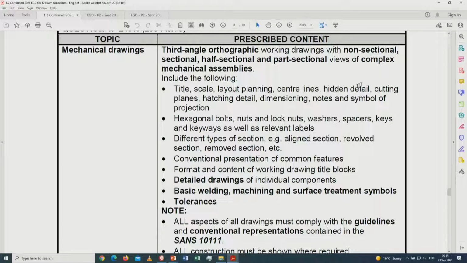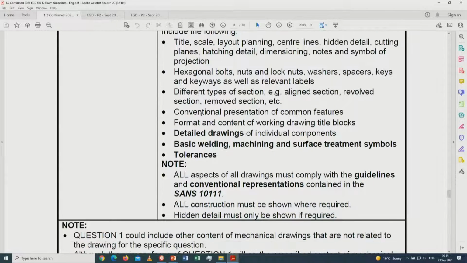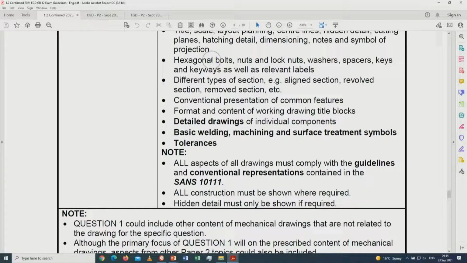And then, of course, hidden detail might be asked. All right, and then the cutting plane should be in there, the hatching detail, the dimensions, not very quite, but yes, I will show you some information about dimensions just now. And then also the notes and the symbols of projection. That is basically important. All right, I will show you more about that. And then also hexagonal bolts and nuts, washers. The size of washers is important. Spacers, and then keys and keyways will all be relevant.